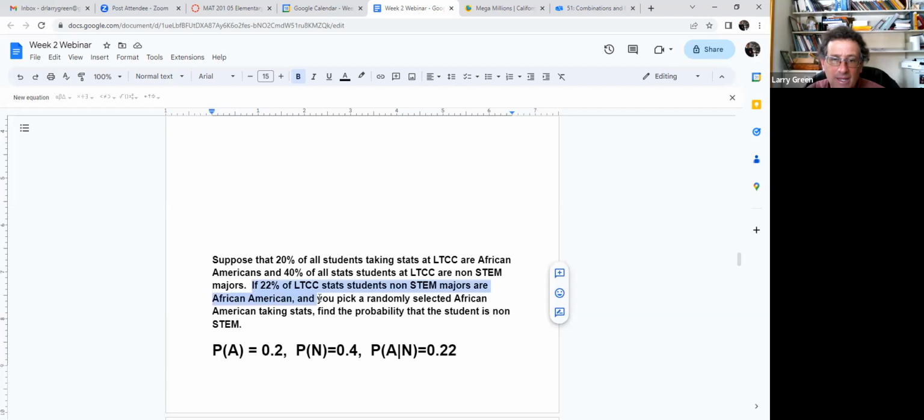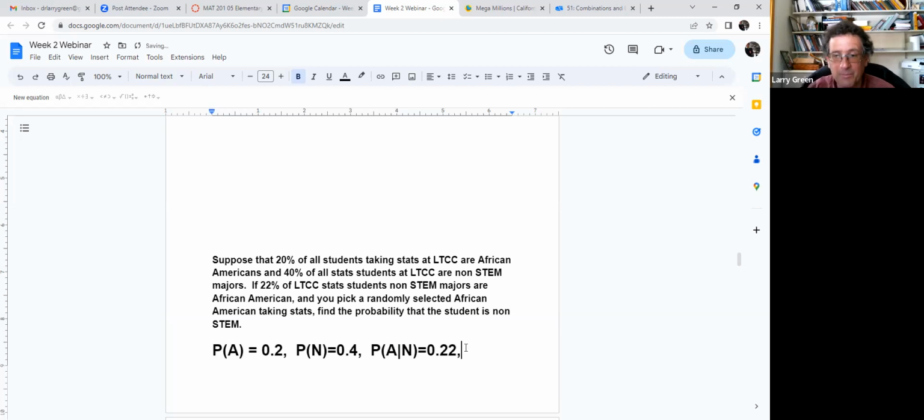22% of stats students who are non-STEM majors are African American. Okay, so now we're saying that of the non-STEM majors, 22% are African American. So here we're given the information that somebody's non-STEM, and the probability that they're African American is 0.22. Any questions on that? So the way I write that is P for probability, parenthesis, and then A for African American, and this little vertical line segment is given that they're non-STEM, N, and then I end the parenthesis, equals, and then 22% becomes 0.22. Any questions on how I came up with this information?